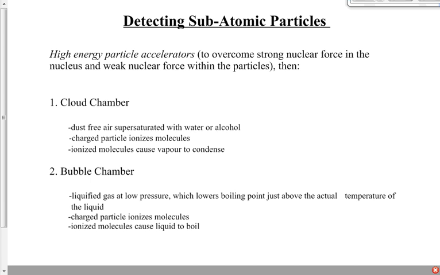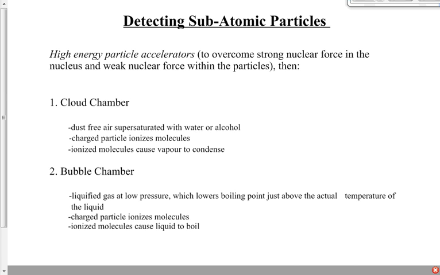The cloud chamber consists of dust-free air, so it's kind of purified air in the sense that it doesn't have any impurities like smoke or dust. But it's super saturated with water or alcohol. So it's basically ready to rain water or alcohol. You know how you go to the zoo and you walk into the rainforest exhibit or something, and it's so unbelievably humid? You guys know which one I'm talking about? It feels like it's ready to rain. That's kind of what we're talking about here. The dust-free air is super saturated with water or alcohol.